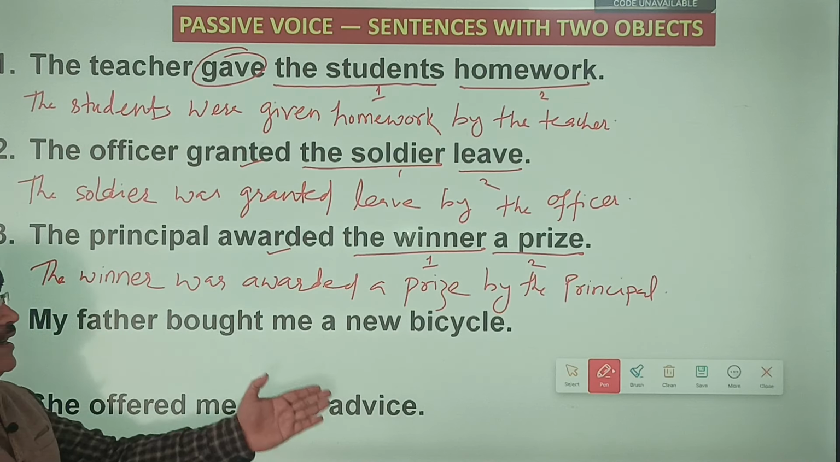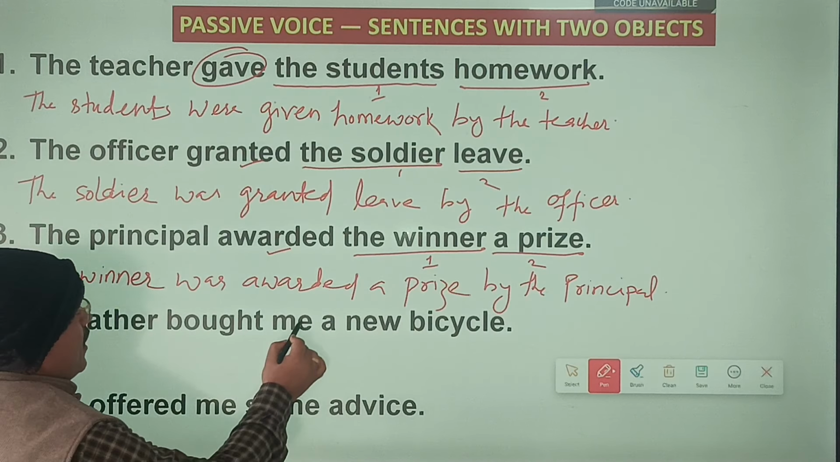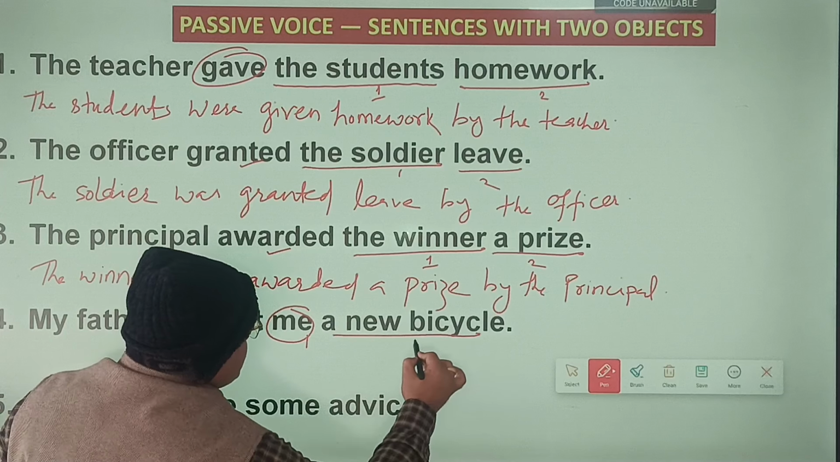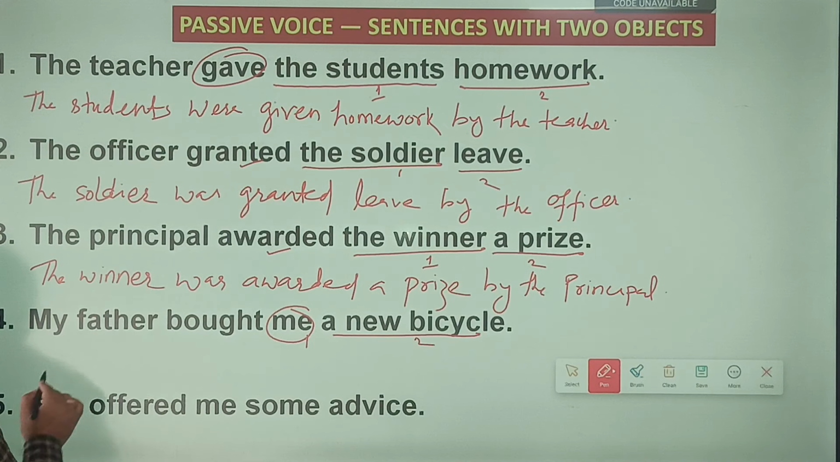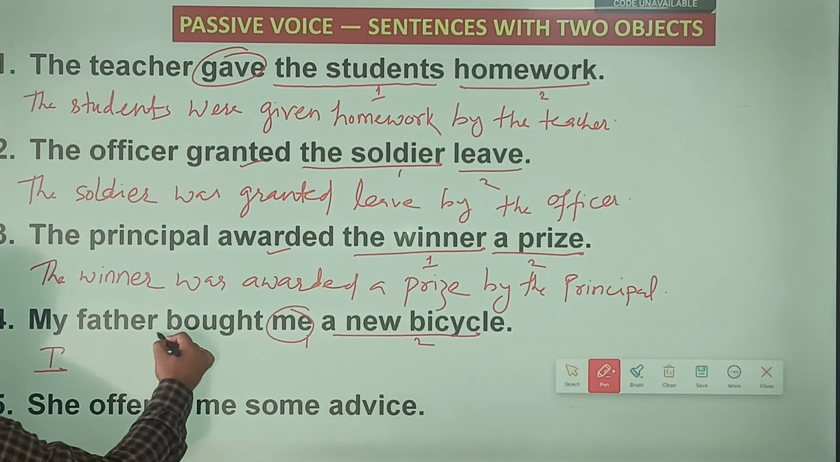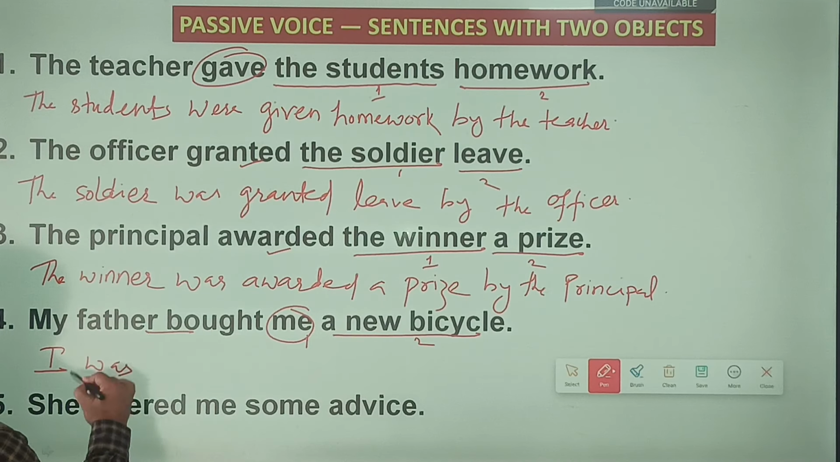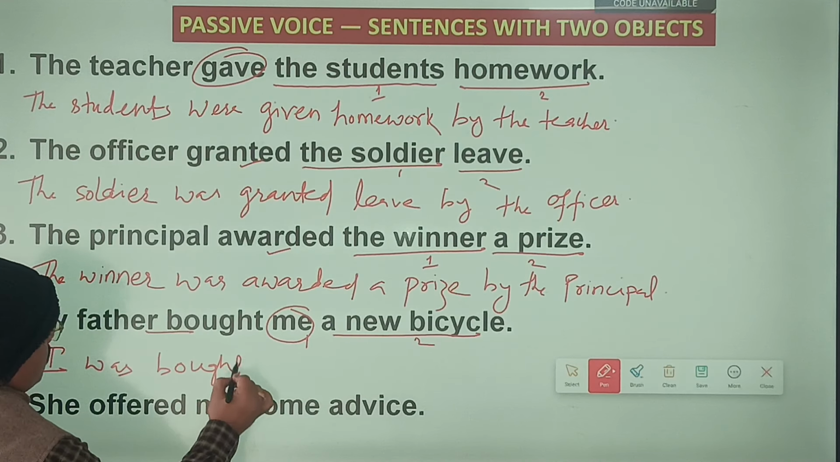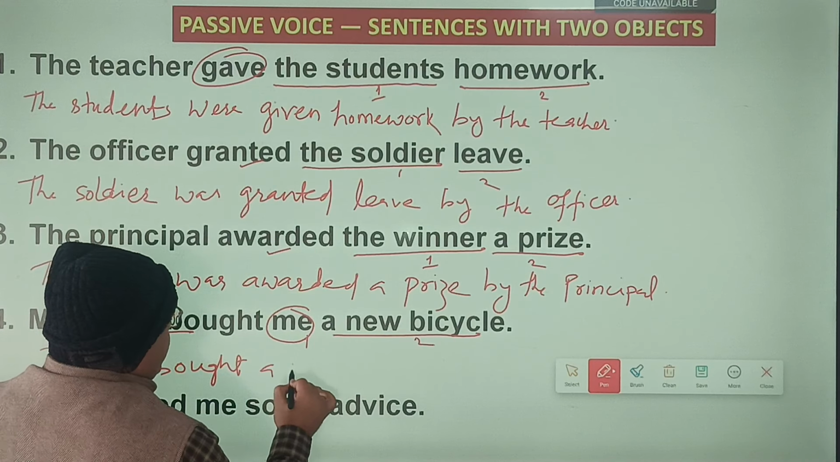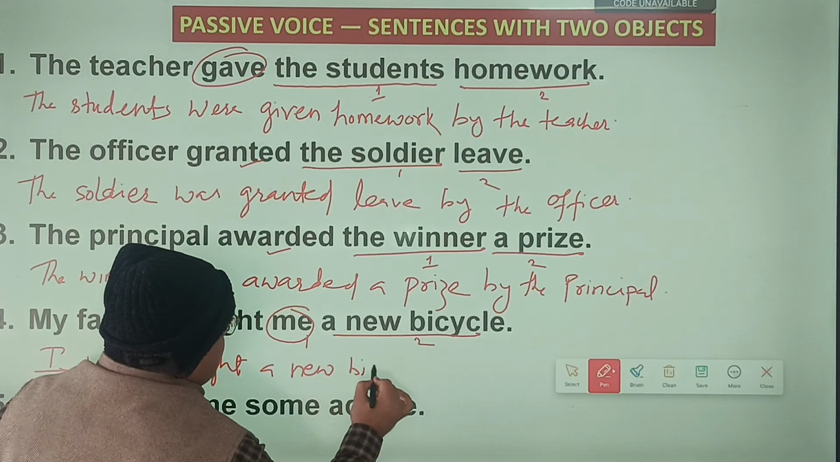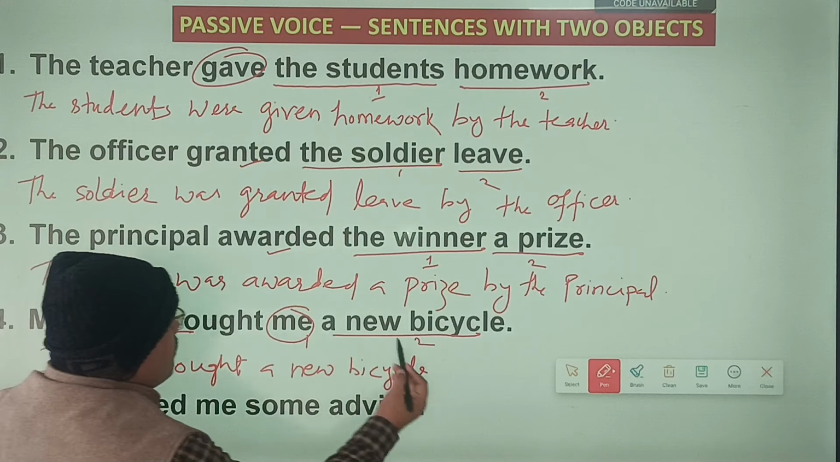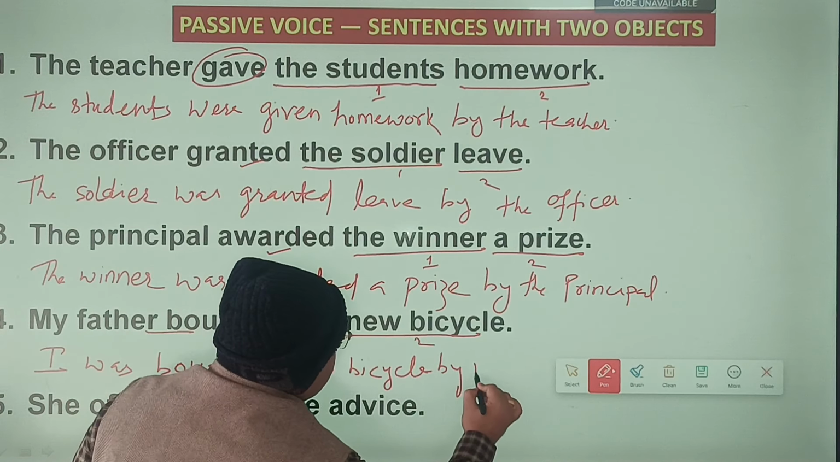My father bought me a new bicycle. Now, me, one object, a new bicycle, second object. So let us pick up this me, then me is changed into I here. I, simple past, was, buy, bought, main verb into third form. I was bought. What bought? A new bicycle. Okay. By whom? By my father.